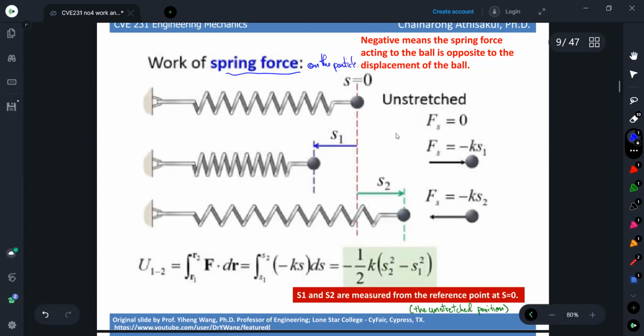Okay, the negative means the spring force acting on the ball is opposite to the displacement of the ball. And we have the work done from position 1 to position 2 becomes like this, a negative value of a half k (s2 squared minus s1 squared). We have to note that s1 and s2 are measured from the reference point at s equals 0.